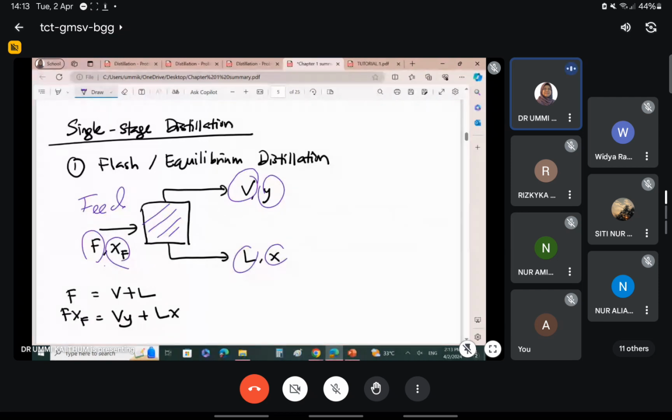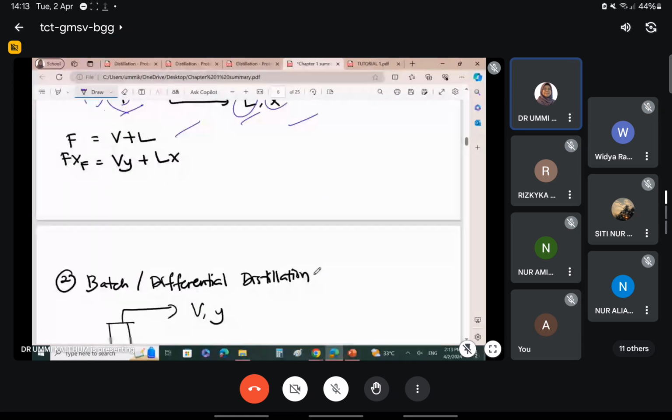And X is the composition of liquid, or mole fraction in the liquid phase. So the overall balance, F is equal to V plus L. And for the component balance, FXF is equal to VY plus LX. So this is for single stage flash distillation.